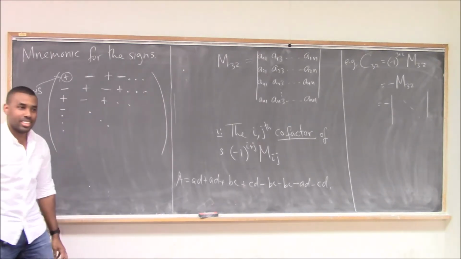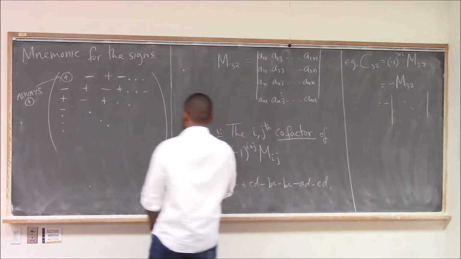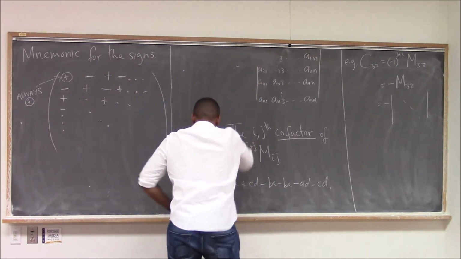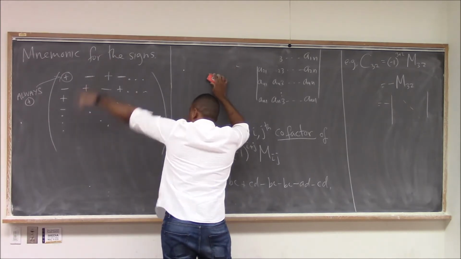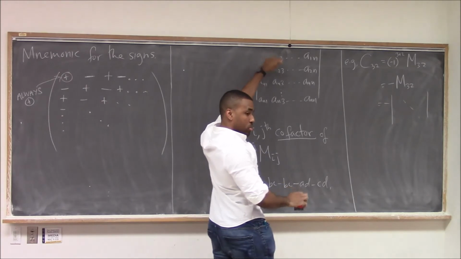But Professor, I don't get it. I see the formula and I know what you're doing, but I don't know what you're doing at the same time. Okay, make sure you learn the important things. This is important: the mnemonic to remember the signs, and how to create this matrix is important.